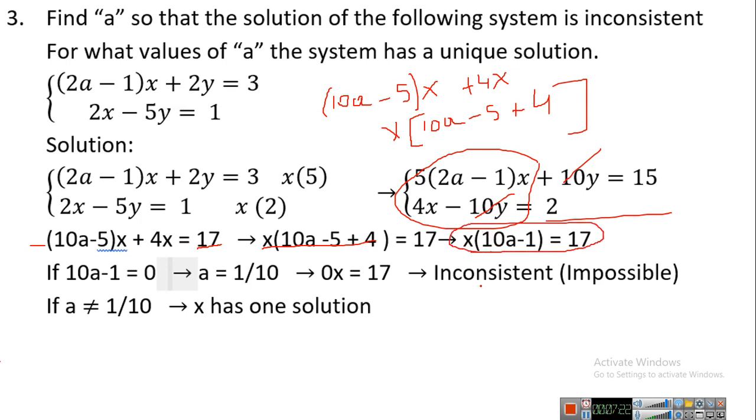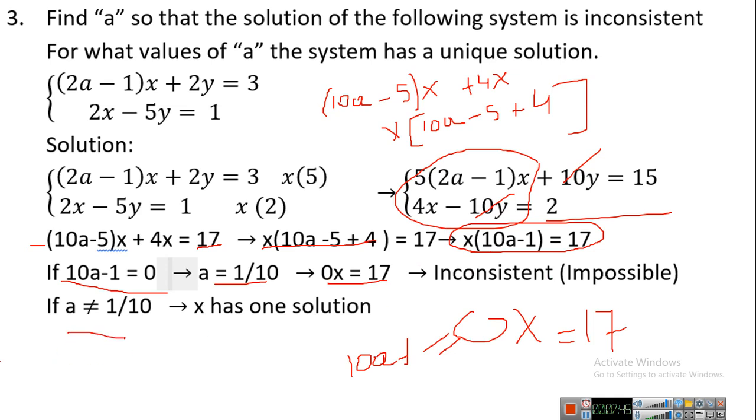Now, to be impossible, you must have 0x equal to a number which is not 0, and here it's 17. So to be impossible, it means this coefficient must be equal to 0, so 10a minus 1 is 0. If you solve 10a minus 1 equals 0, as you can see here, a will be 0.1. In that case, 0x equal to 17, it will be impossible. And if a is not 0.1, we have only one solution.